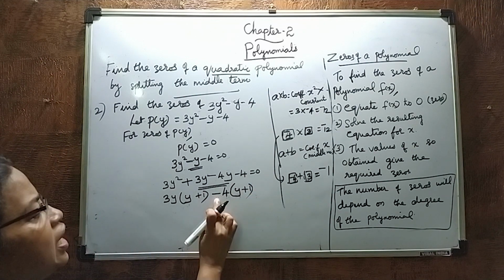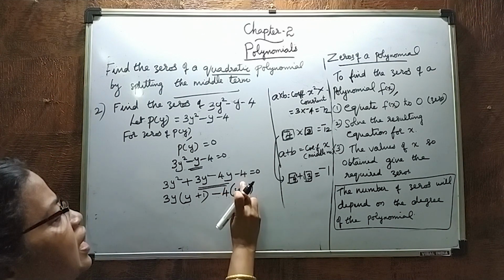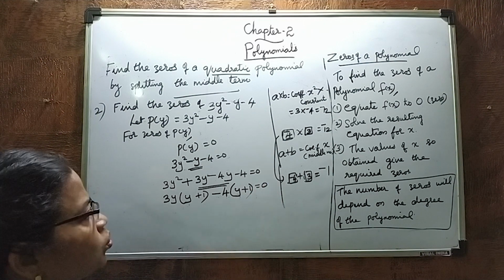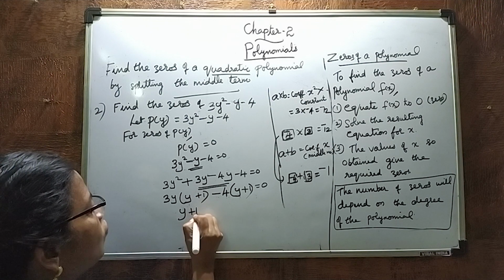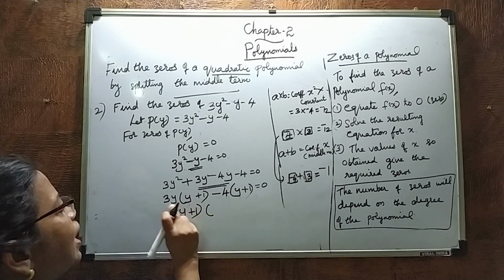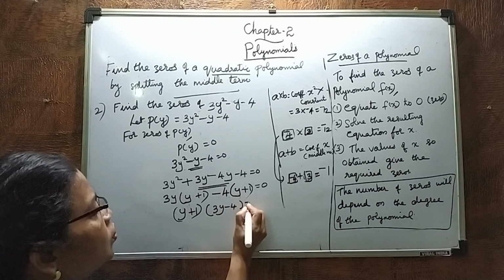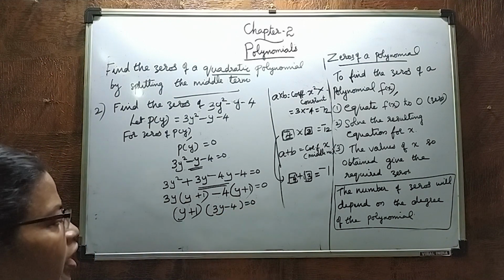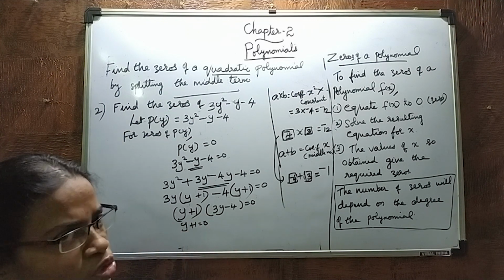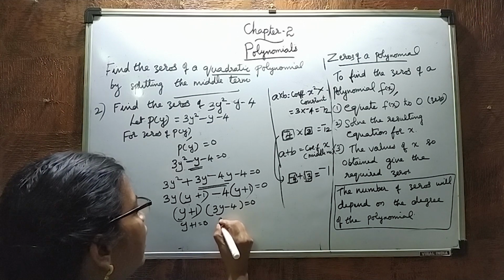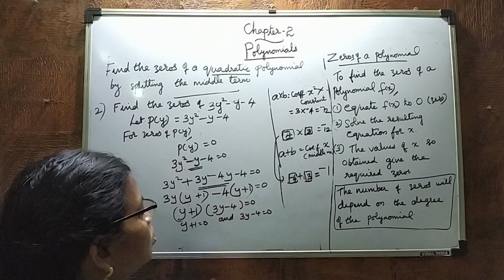Now just find out negative 4 into y, negative 4y, negative 4 into positive 1, negative 4 equal to 0. So it is now again common outside, y plus 1 and balance 3y minus 4 equal to 0. Again take each one, y plus 1 equal to 0. Now you can remove the bracket because you are taking each one. And 3y minus 4 equal to 0.